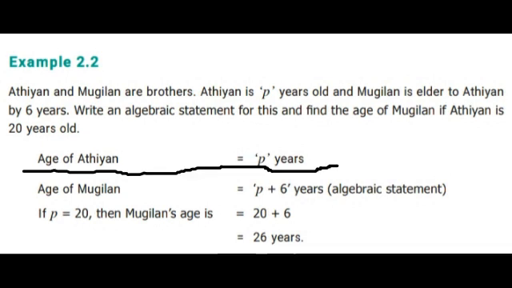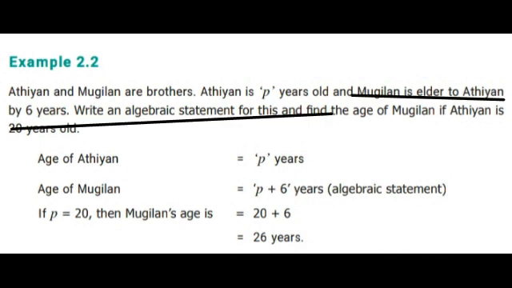Now, what is the age of Adiyan? P years old. Age of Mugilan? P plus 6. How did this expression come? Because from the given statement, Mugilan is elder to Adiyan by 6 years. That means Mugilan is elder than Adiyan by how many years? 6 years. So only P plus 6, the expression has come.